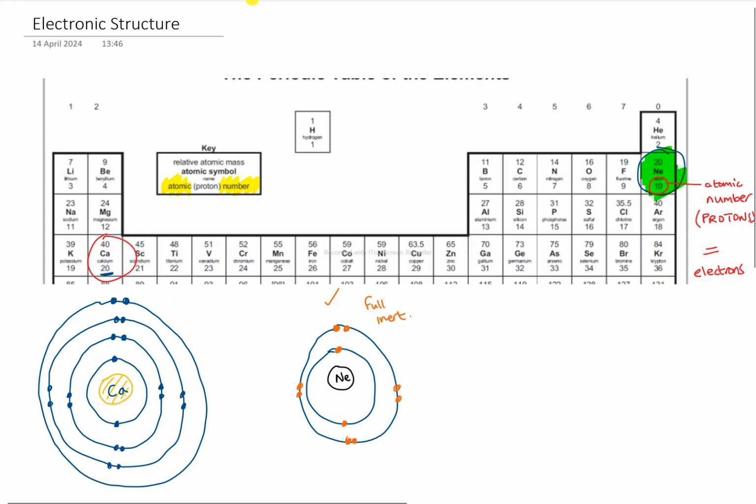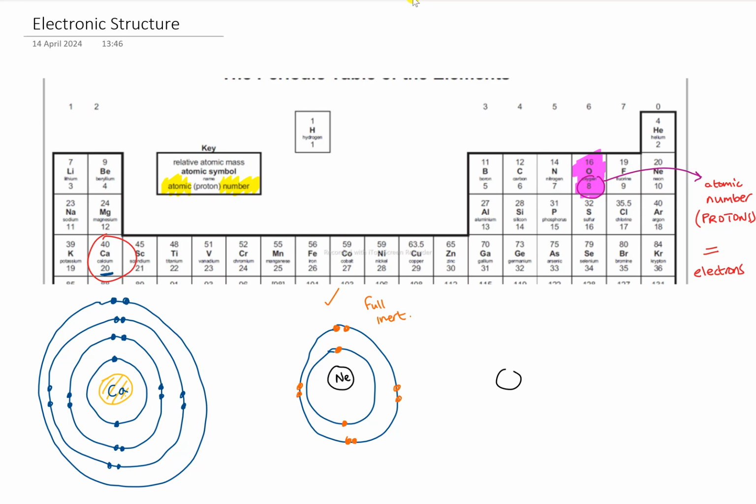Let me get rid of this. Let's look at oxygen. So we're interested in this number 8. 8 is the atomic number. It stands for the number of protons, but we're interested in the number of electrons, and it happens to be equal to the number of protons. Good days. So let's start that.